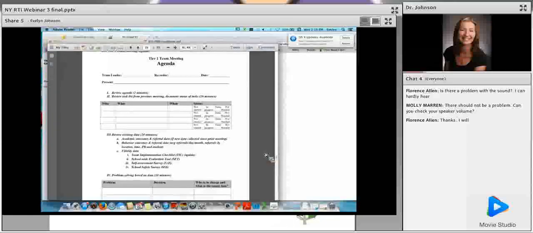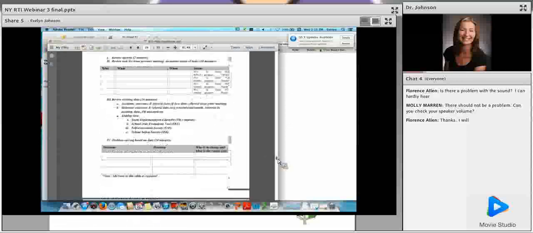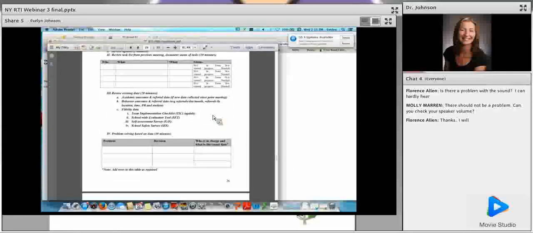So hopefully you all can see just a Tier 1 team meeting agenda, and we actually used this in both a middle school and an elementary school where we had a 2-year-long project on a combined RTI PBIS implementation project here in Idaho. We're going to review the agenda, so this is what we're going to do. And then we had a task list: who was going to review the task list, what was the task, what was the deadline, and then an update on status.